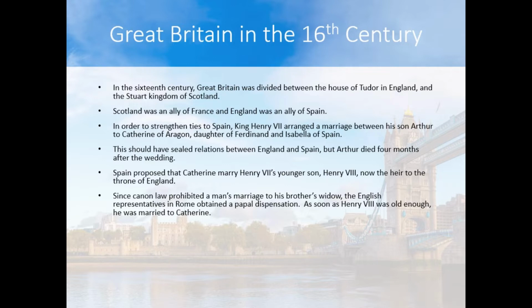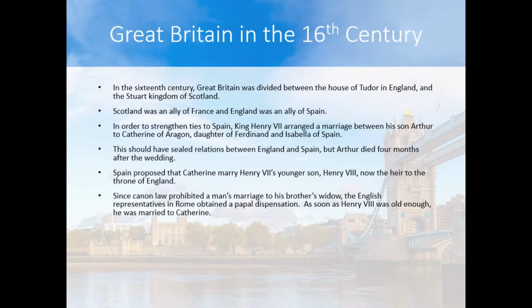So English representatives in Rome went to the Pope and said, hey, we've got this problem. We want to make Spain happy. As you'll see in a few moments, the Pope is very interested in making Spain happy as well. So he's all too eager to go along with this, and he does. He gives them permission to do it. And so Henry VIII, when he was old enough, goes along with the plan, and he's married to his brother's widow, Catherine, which puts her back in to be the queen, in line with Henry VIII to the throne. And so everything should have been happily ever after from there.